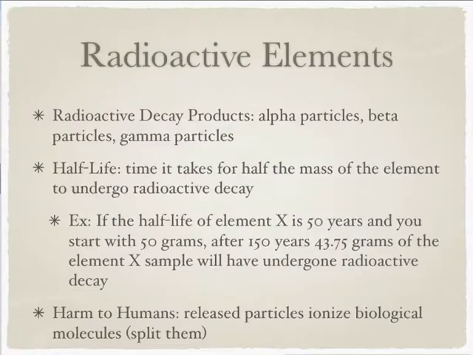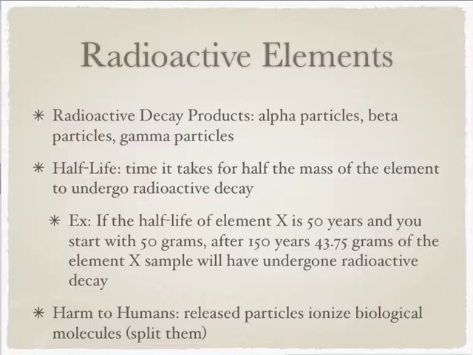Radioactive elements. Radioactive decay produces three different types of particles: alpha particles, beta particles, and gamma particles. These are in order from most to least produced during radioactive decay. When we talk about radioactive decay, we talk in half-life. A half-life is the time it takes for half the mass of the element to undergo radioactive decay.